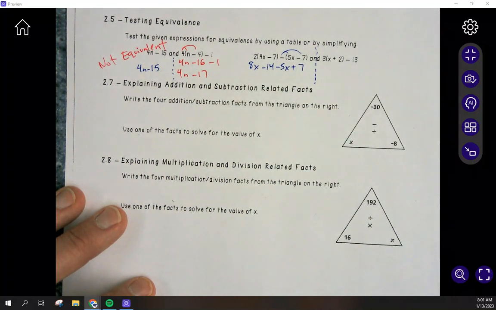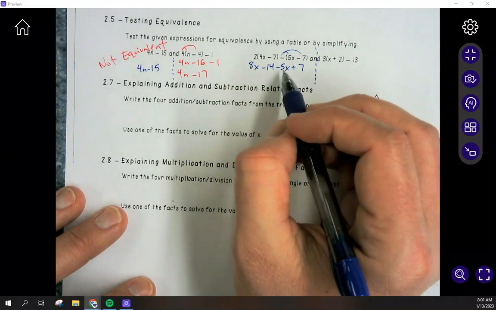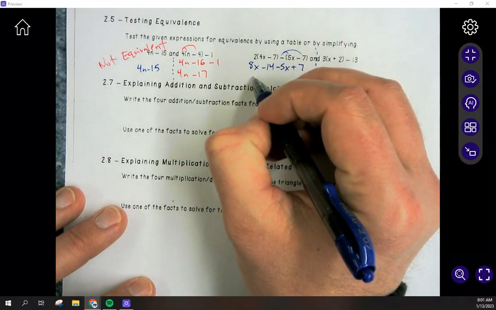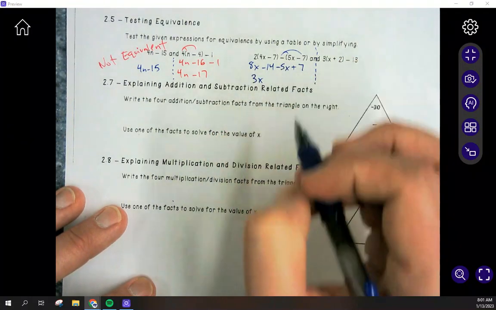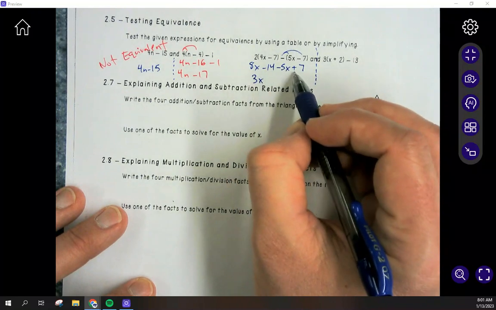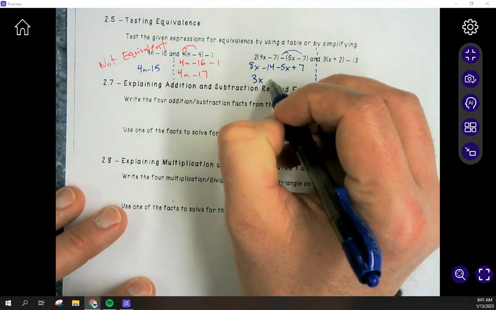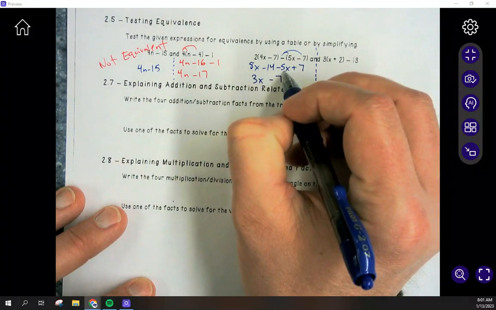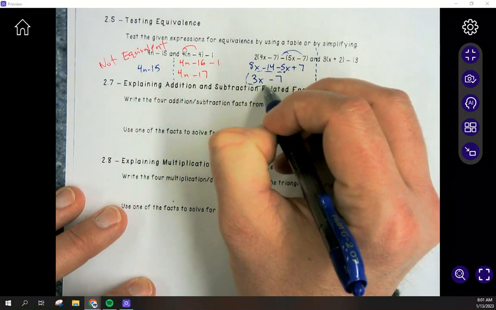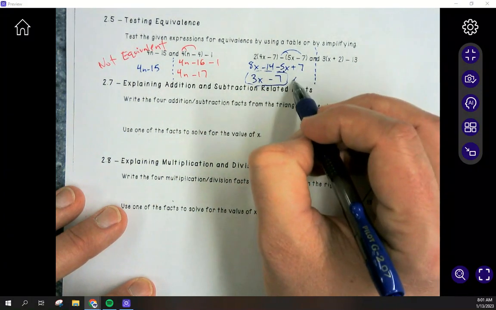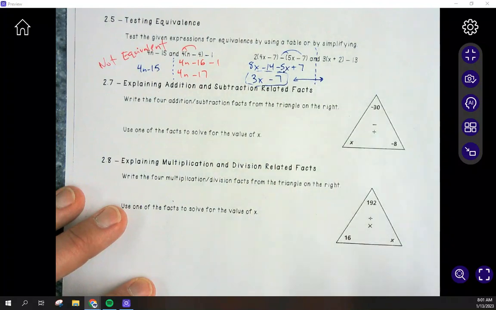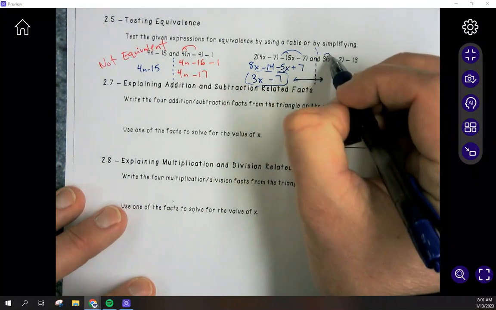Okay, now I'm going to combine like terms. 8x and negative 5x gives me 3x. It's like 8 minus 5. Negative 14 plus 7 is negative 7. Run that through your calculator if you need to. So I need to see, do I get that on the other side? If I do, then they're equivalent, and if I don't, then they're not.